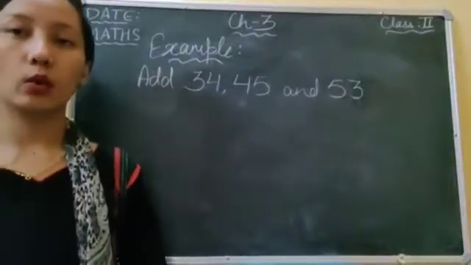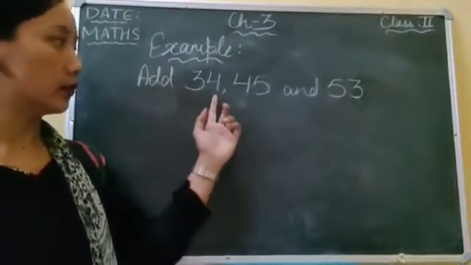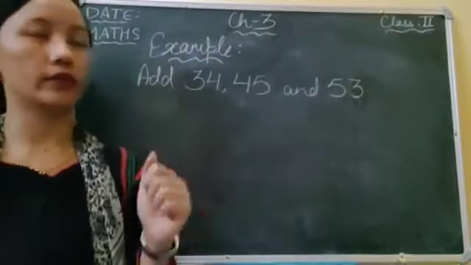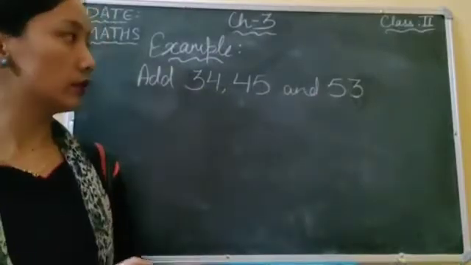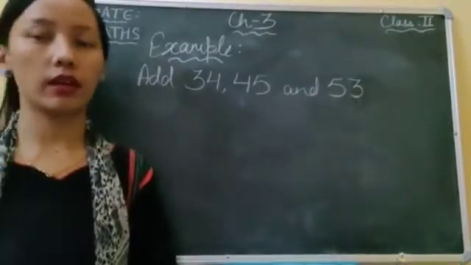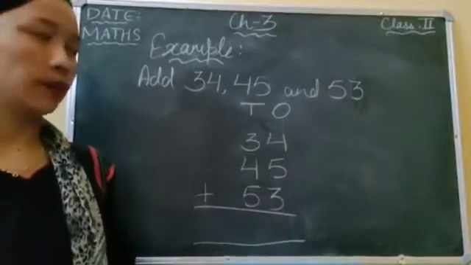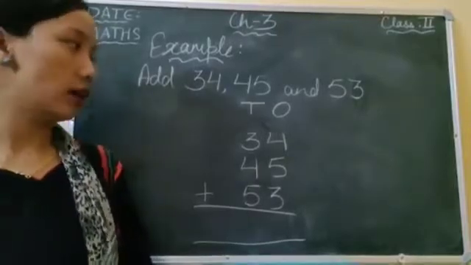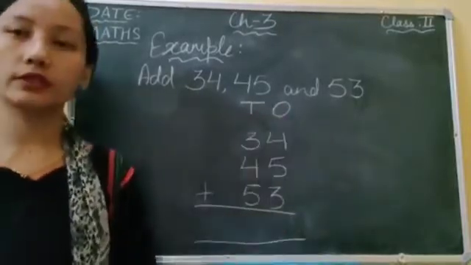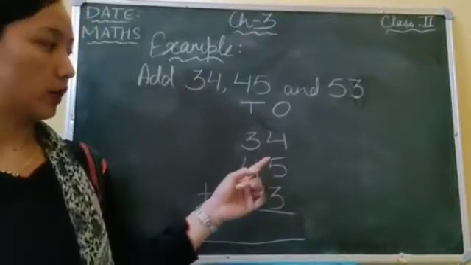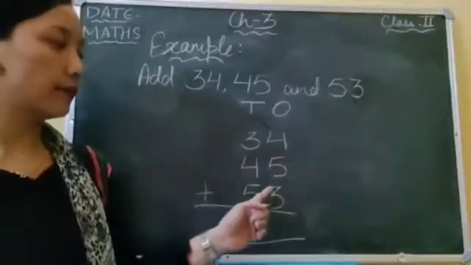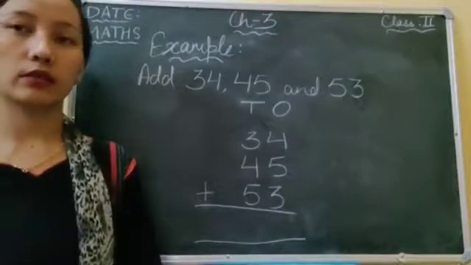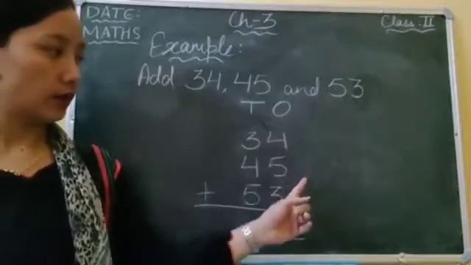Next example, we have to add 34, 45 and 53. Okay. So first we will arrange them in columns. Okay. Here I have arranged them in columns. Right. Now let's add the ones column first. Here we have to add 4 plus 5 plus 3. So we will first add these two numbers.